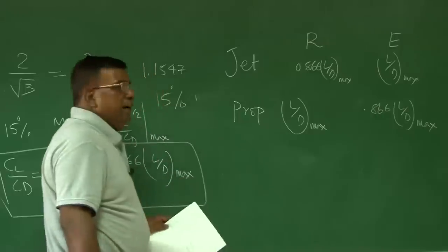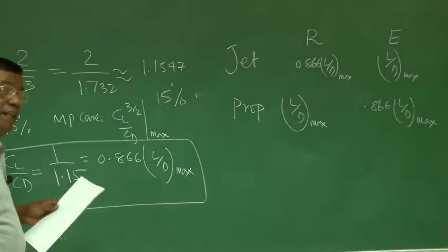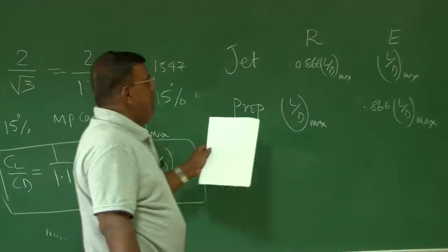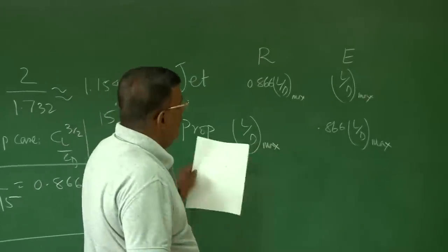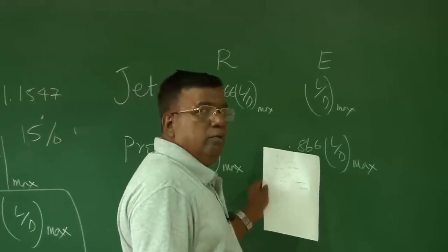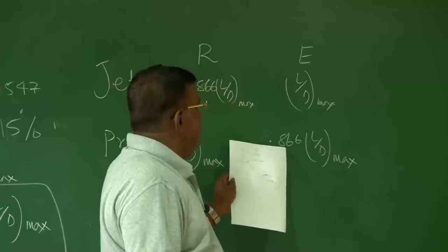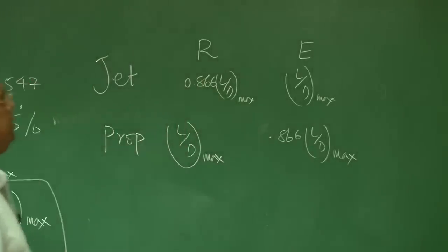For a propeller, it is the other way. For maximum range, the condition says it should fly such that L/D should be maximum. And for endurance, it should be CL^(3/2)/CD. That condition gives 0.86 of (L/D)max.